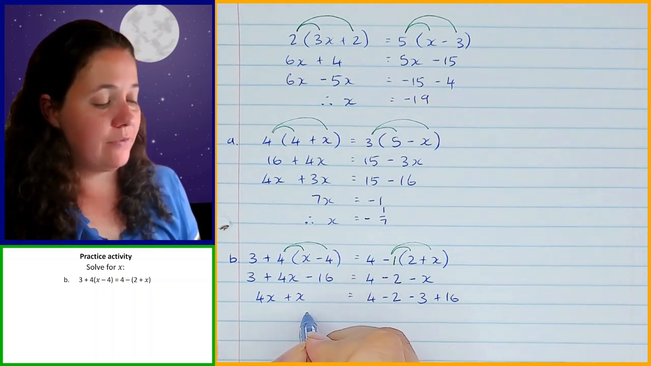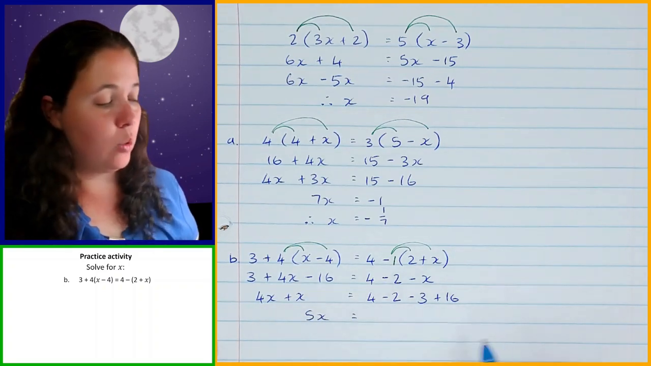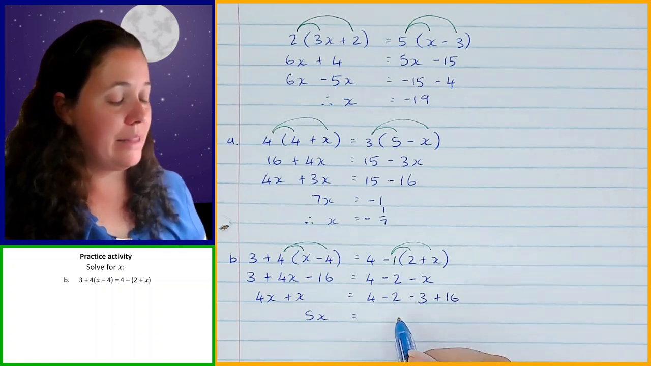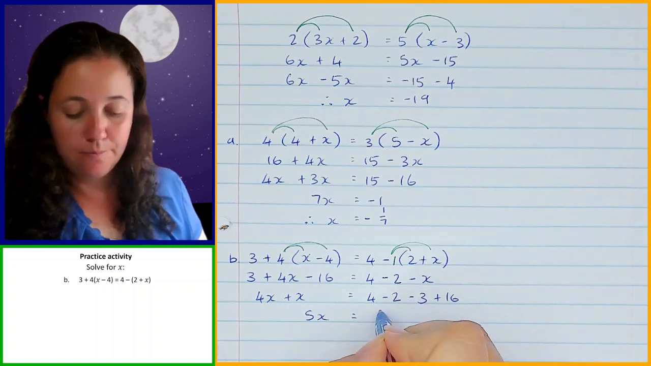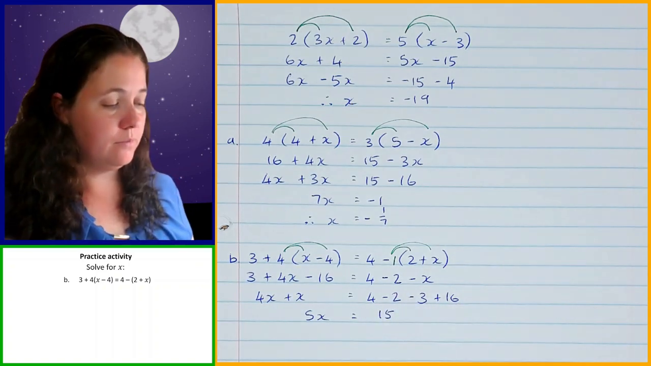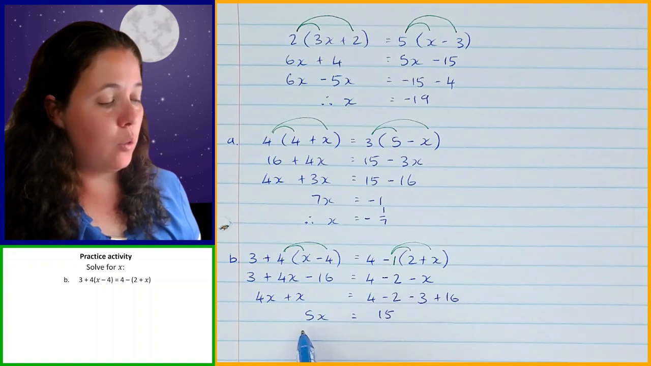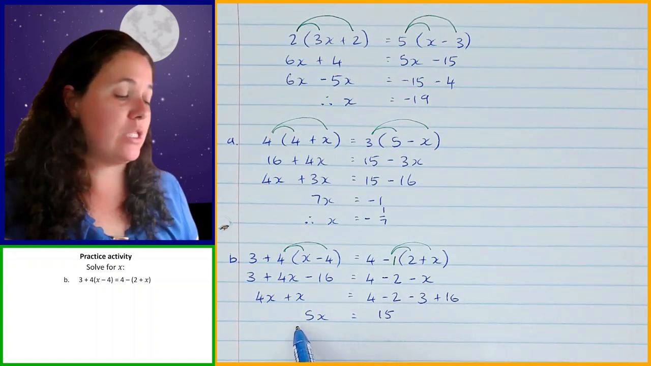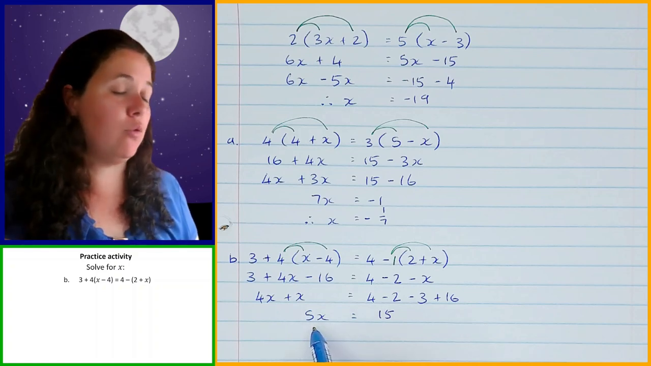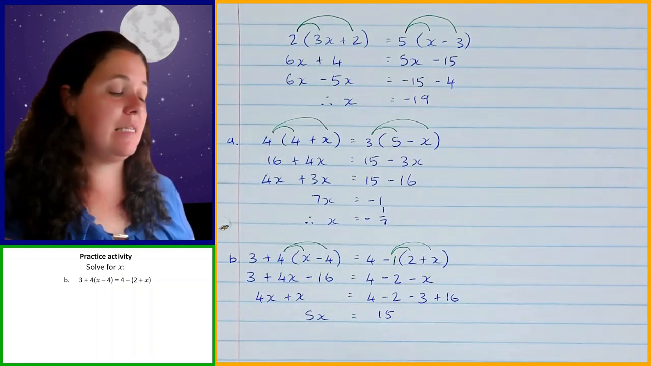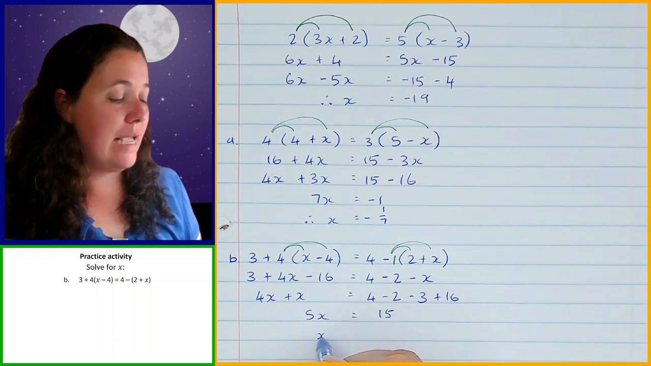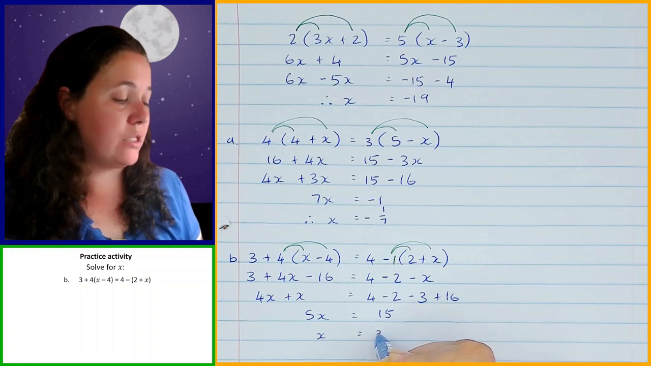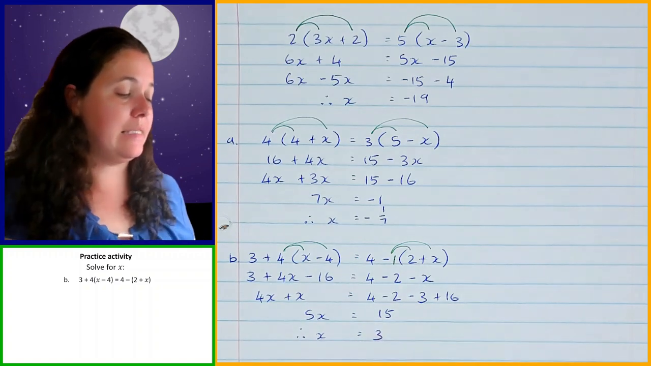4x plus x is 5x, equal to 4 minus 2 minus 3 plus 16, and that's going to give me 15. Once you've done that, you can get rid of the 5 by dividing by 5, because it's 5 times x. So we're going to cancel it out by dividing by 5. That gives us x equals 15 divided by 5. We have to do it on both sides, and that gives us 3. So therefore, x is equal to 3 for question B.